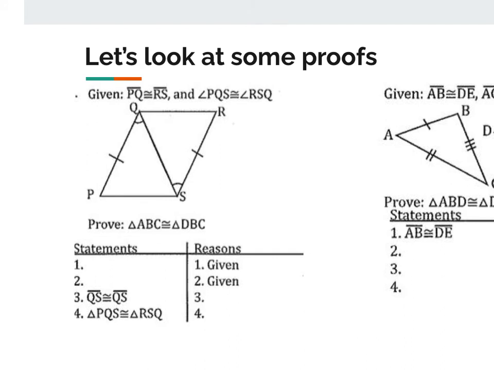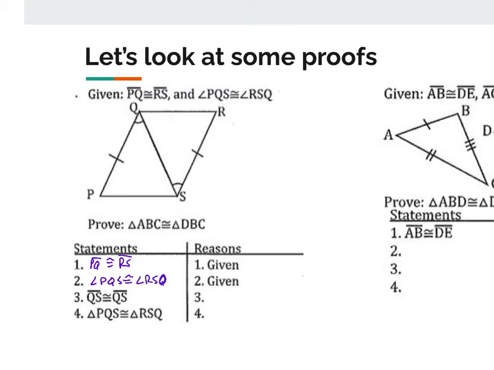So now, let's take a look. I'm given PQ is congruent to RS, and angle PQS is congruent to angle RSQ. So my very first statements here are going to be PQ congruent to RS. Why? That's given. Second statement, angle PQS congruent to angle RSQ.